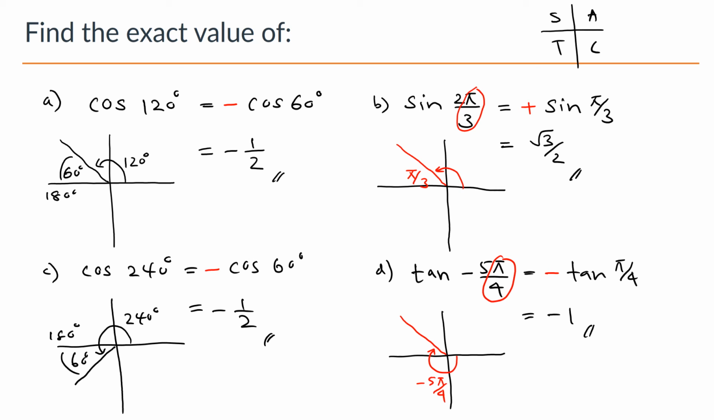So let's do a few more. And you can see that it's very simple. We need to find where the angle is. That's going to give you the sign. And then look at the reference angle. And then we can find the value from the table.